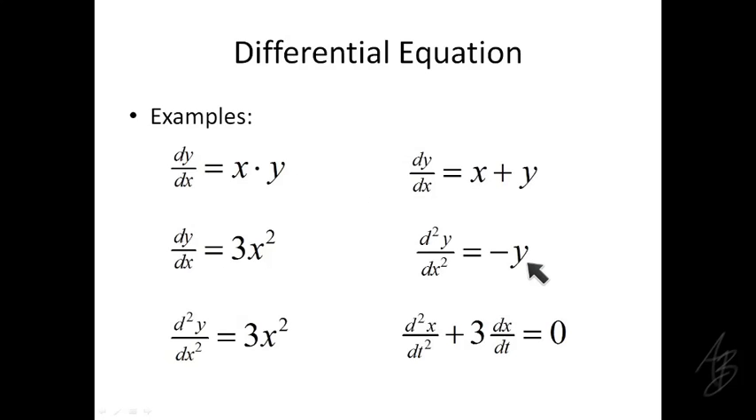Here we have a differential equation that only depends on y. This one in particular is interesting because the solution to this is essentially a sine curve. And then here we have one where it has two different derivatives. It has a second derivative and a first derivative. So this would be a second order differential equation because it has a second derivative in it.